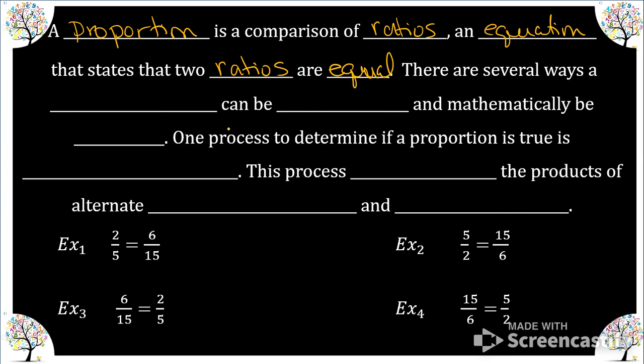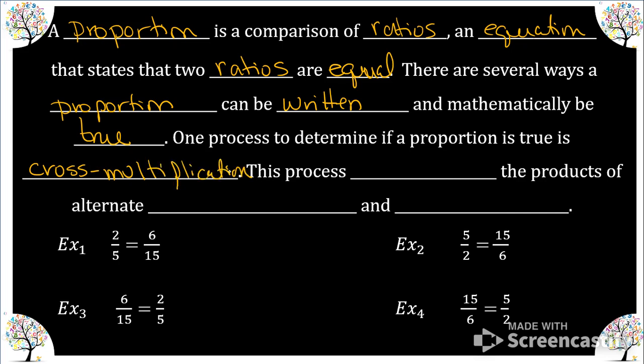There are several ways a proportion can be written. So there's several different ways we can write a proportion and mathematically be true. One process to determine if a proportion is true is cross multiplication. This process compares the products of alternate numerator and denominator.